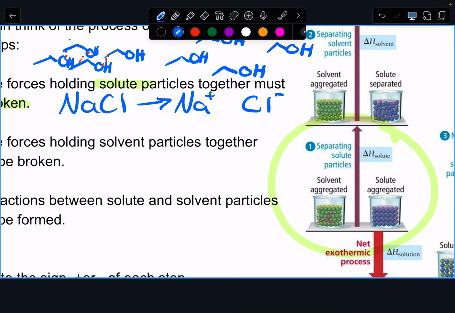They try to show you this by showing the solute here is all structured and ordered, and then up here, they're split apart from each other. Okay, there is a certain amount of energy associated with this, and we call it the delta H of the solute, because it's breaking apart the solute particles.